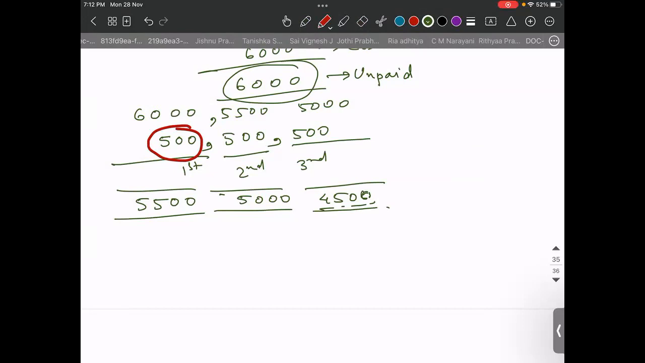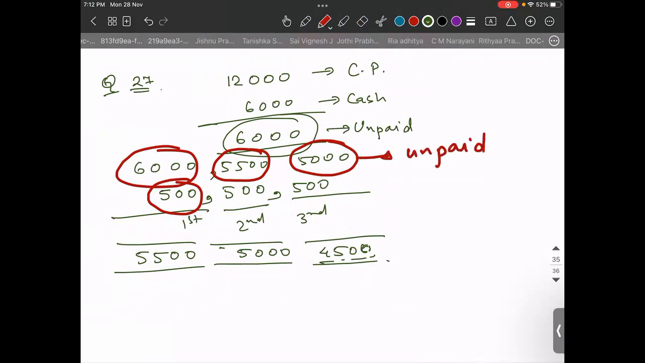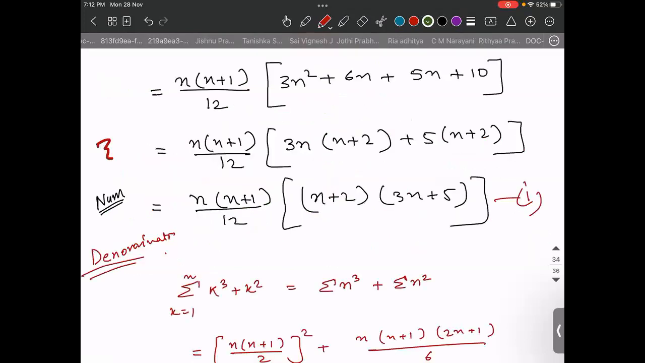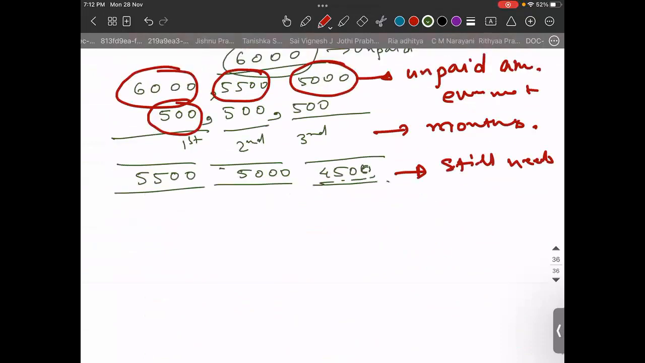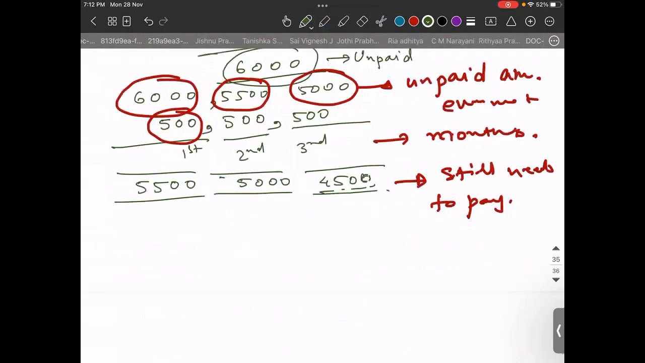What's the problem? 12% interest on the unpaid amount. So this 6,000 rupees is unpaid. Now in the first month, 6,000 was unpaid, then this was unpaid, then this was unpaid. These are all unpaid amounts every month. And we are writing the months here, right? And after payment, this is the amount he still needs to pay. Got it?